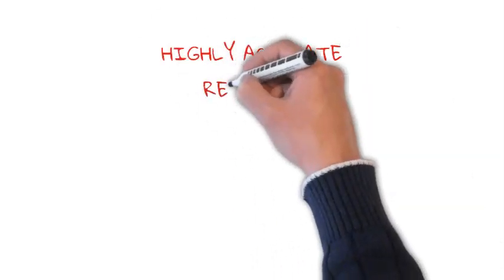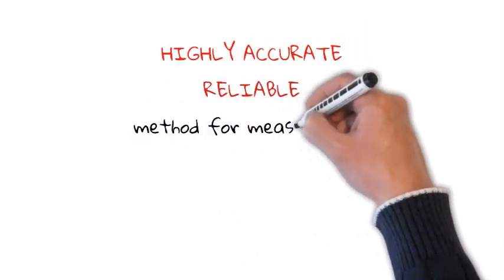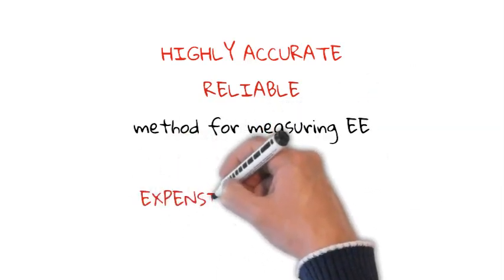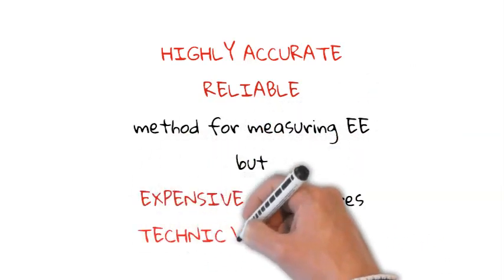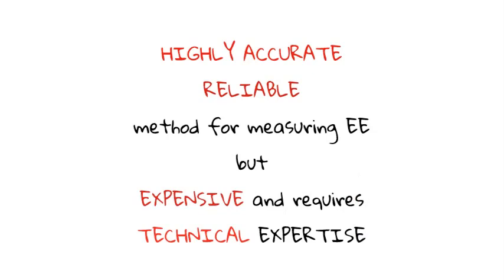In summary, direct calorimetry is a highly accurate and reliable method for measuring energy expenditure during physical activity, but it is expensive and requires technical expertise. Its use is limited due to the equipment requirements, time-consuming nature, and limited generalizability to real-world situations.